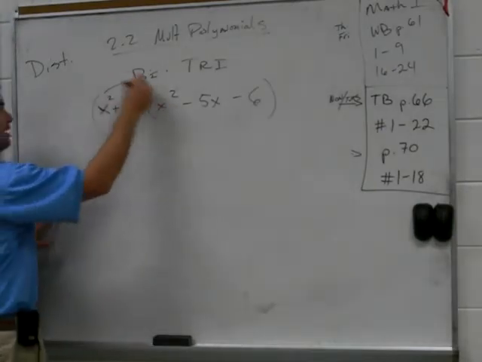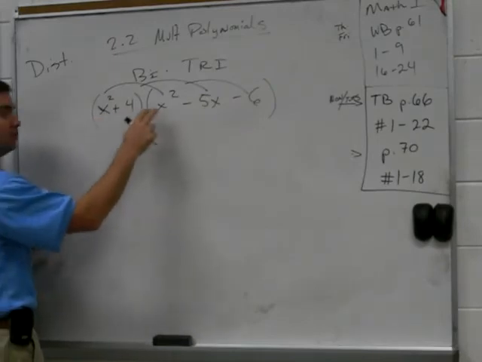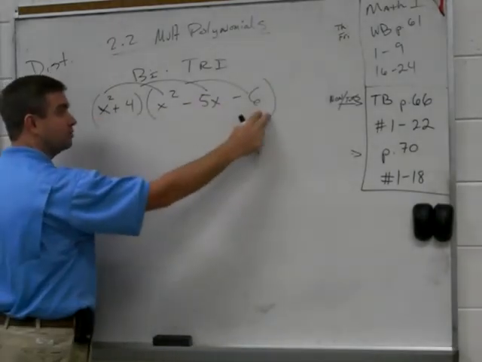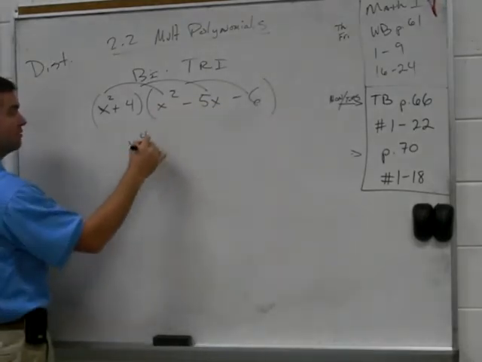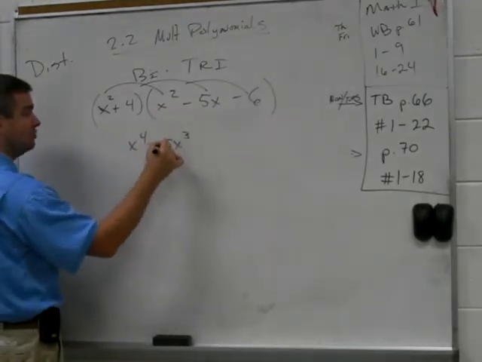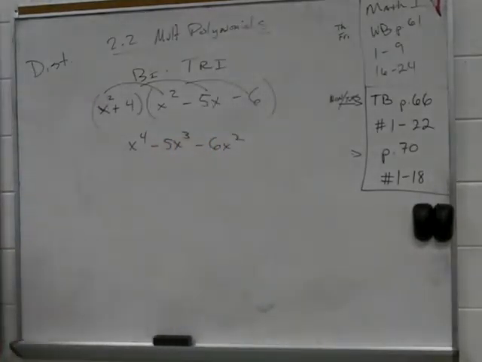Watch. There to there, there to there, there to there. We take x squared and I multiply it by all 3 terms. There, there, and there. So I get x to the 4 minus 5x cubed minus 6x squared. Any questions on how I got that line? Anybody not see how I got those 3 terms?